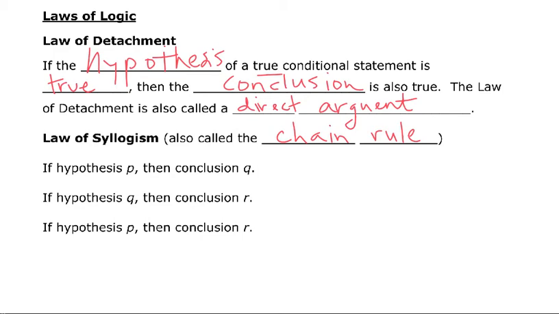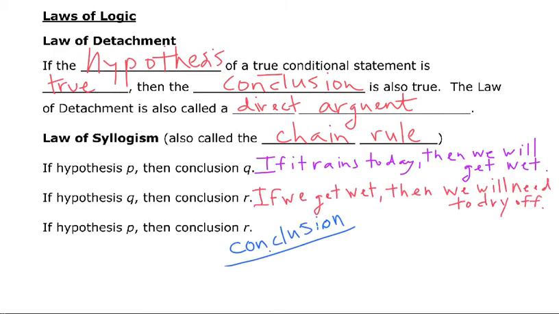So for example, if it rains today, then we will get wet. If we get wet, then we will need to dry off. So the conclusion I can make then is I tie the very first to the very last. So if it rains today, then we will need to dry off.